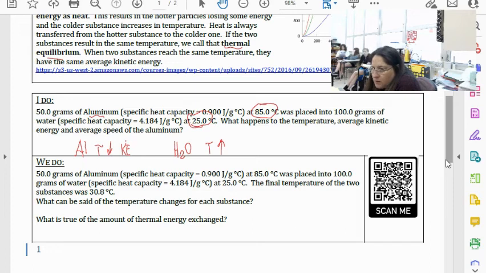What's happening in terms of the average kinetic energy of the aluminum? Also going down. Yep, it's going to go down. What happens to my water? It's going to go up until they reach equilibrium. What happens to the average speed of the aluminum? It's going to go down. Good? Makes sense? All right, that's it for today.